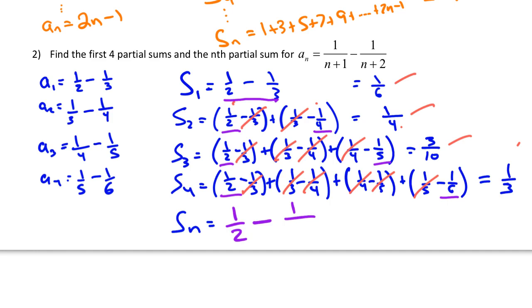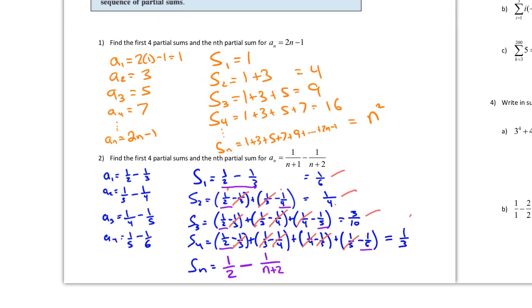Well, that 1 over something, let's see. It was 1 over 3, 4, 5, 6. So it's going up by 1 every time, like n goes up by 1. So it's involving n, and it's always 2 more than n. 2, 4, 3, 5, 4, 6. So it's 1 over 2 minus 1 over n plus 2. And that's our sum of the first n terms, is what we would get.